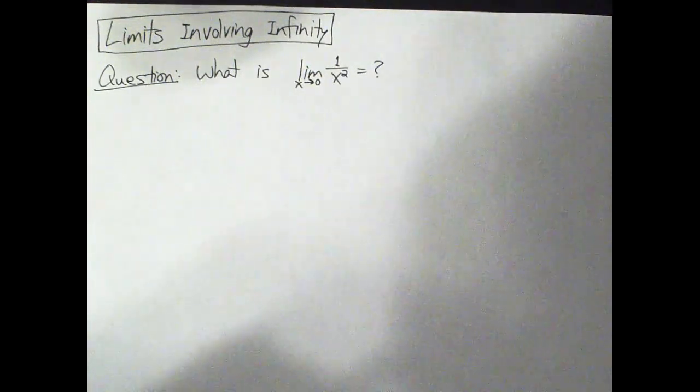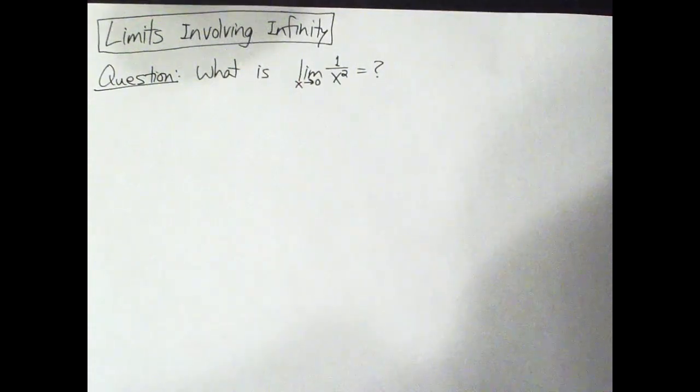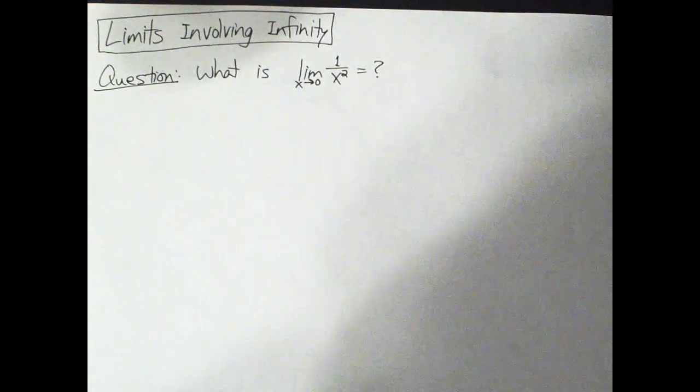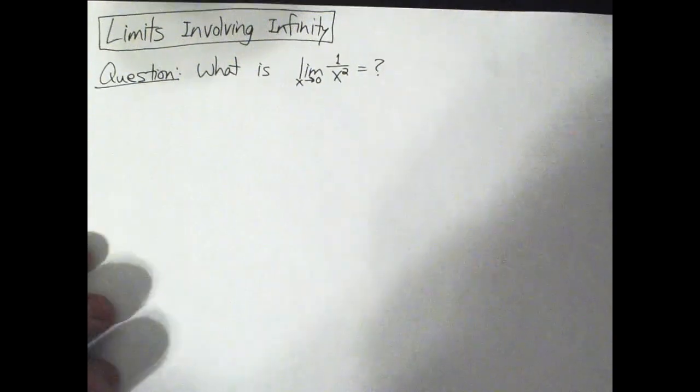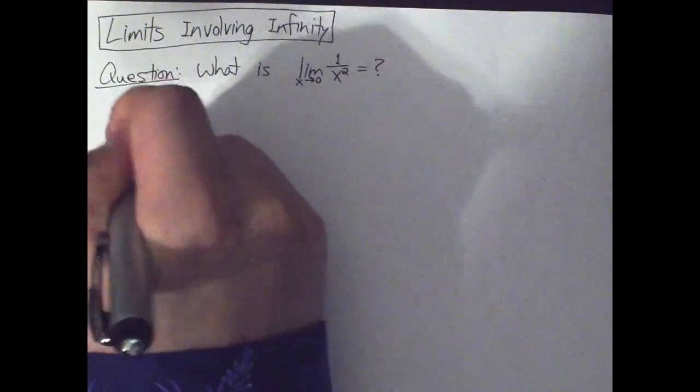One thing that we could do is we could try to go back to looking at a table or a graph, because that's kind of how we started our discussion of limits in the first place, right? When we first started talking about limits, it was based on tables and graphs. So what you could do is you could try graphing this.